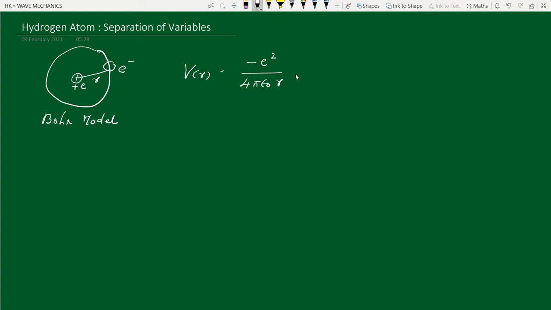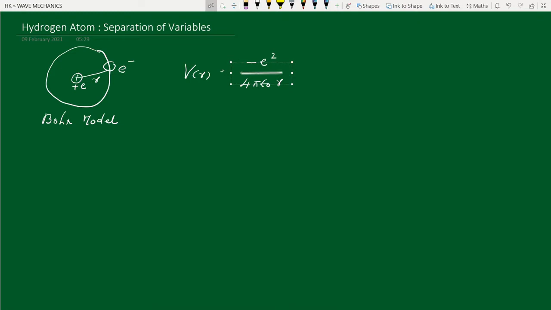Now you can note that this is a three-dimensional potential energy. It is spherically symmetric, in the sense that it depends only on the radial distance r from the nucleus to the electron. If we want to use Cartesian coordinates, with the origin at the nucleus, the radial distance r can be written as the square root of x squared plus y squared plus z squared. So the potential energy will involve a square root of x squared plus y squared plus z squared.